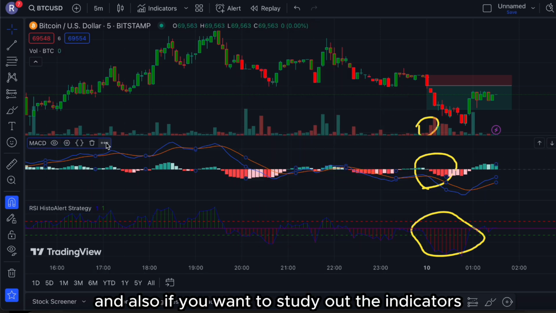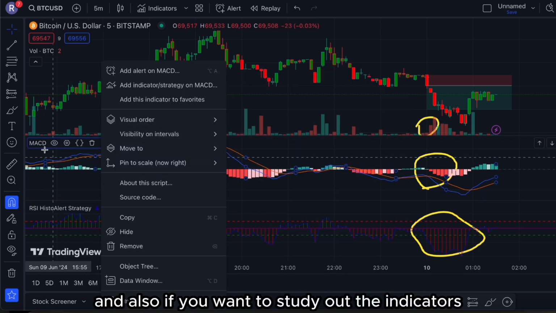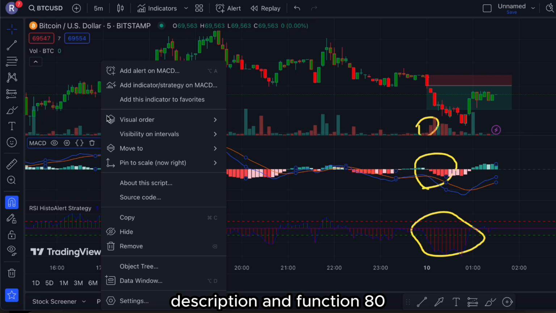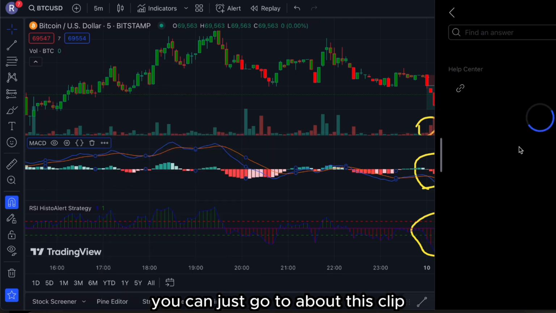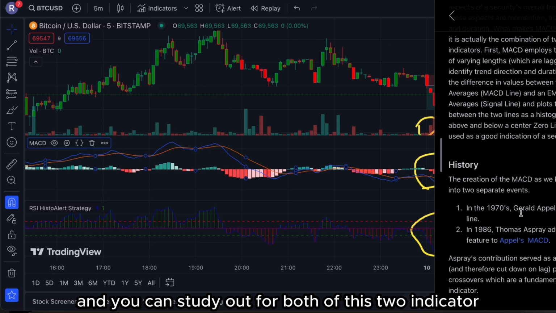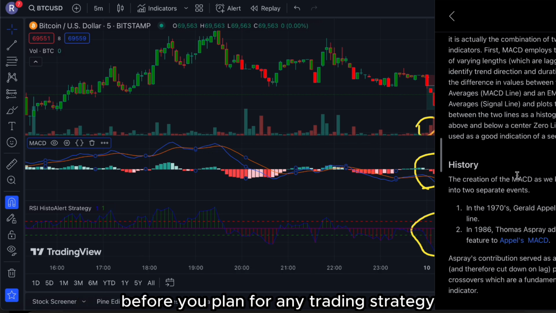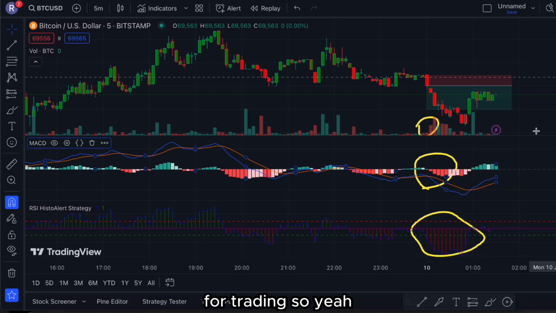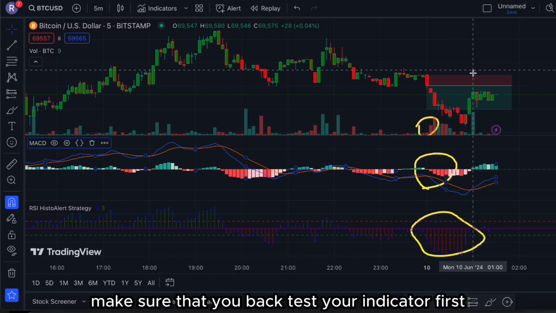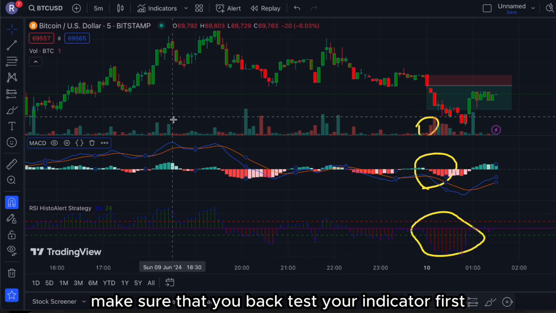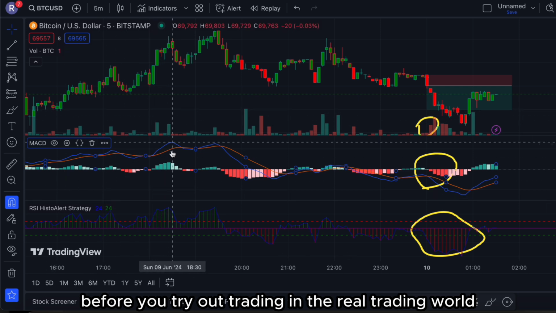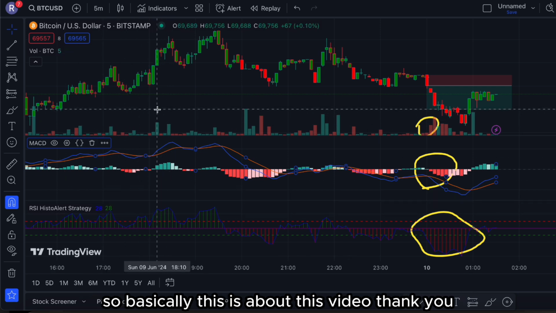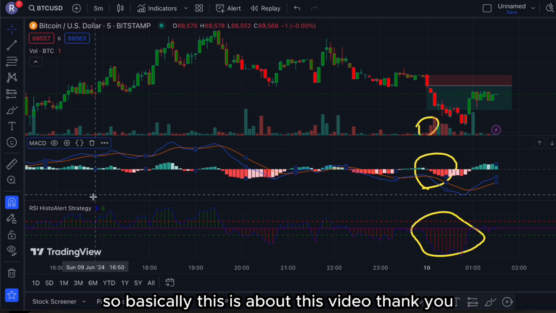If you want to study the indicators' description and functionality, you can go to the about this script section and study both indicators before you plan any trading strategy using them. Make sure that you backtest your indicators first before you try trading in the real trading world. So basically this is about this video. Thank you.